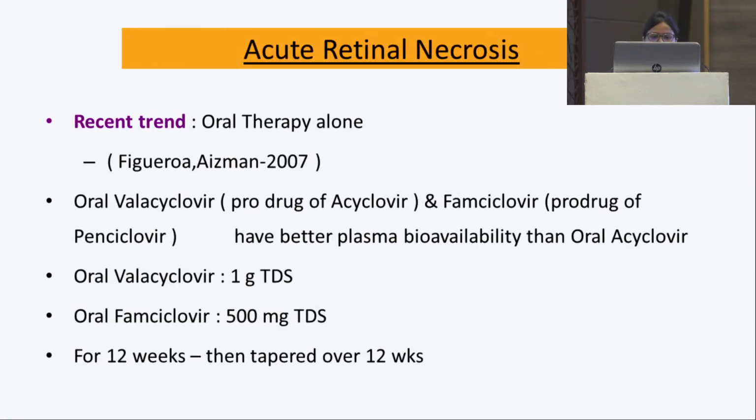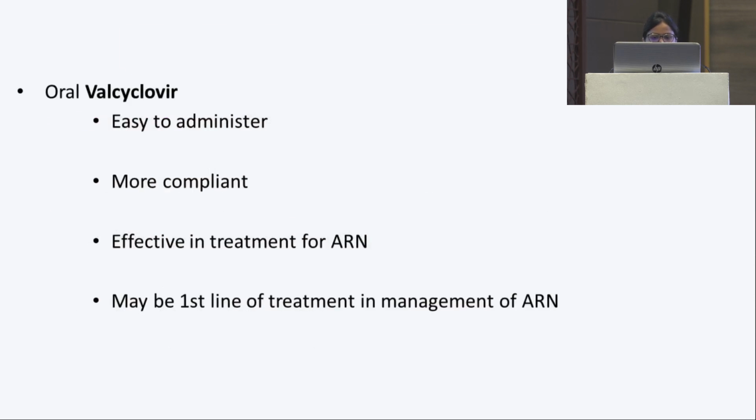Now the current trend is to start oral therapy alone. There is a prodrug of acyclovir, that is valacyclovir, or we can also give famciclovir. It has a better bioavailability than that of the oral acyclovir. So oral valacyclovir is given at the dose of 1000 milligram 3 times a day for 12 weeks and then slowly tapered.